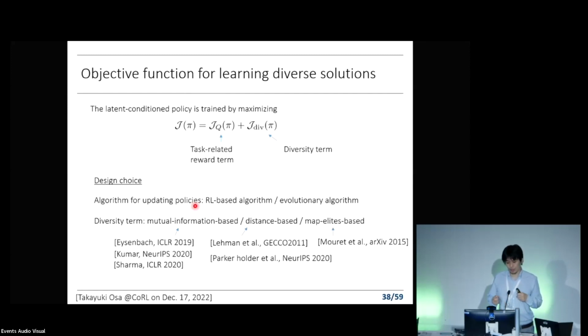In the community of reinforcement learning, I think mutual information-based metrics are popular. And in the field of evolutionary computation, I think distance-based and MAP-Elites-based metrics are also popular. From the next slide, I will talk a little bit more about maximizing the mutual information using the reinforcement learning-based algorithm.